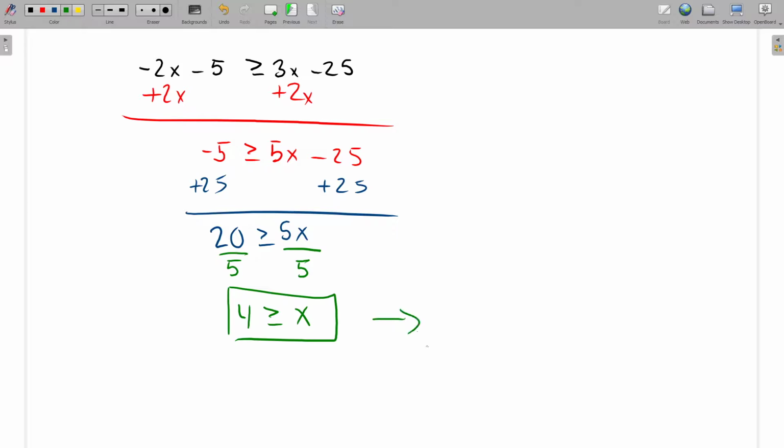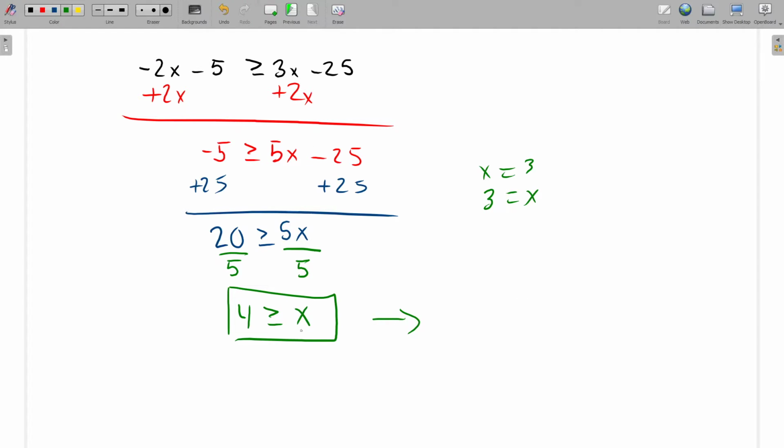Now, some teachers will want you to always write it as x first. So normally if I have like 3 equals x or x equals 3, those are the same thing. It doesn't matter which way we do it. But I can't just flip this, right? These two are not the same. So we need to do something.